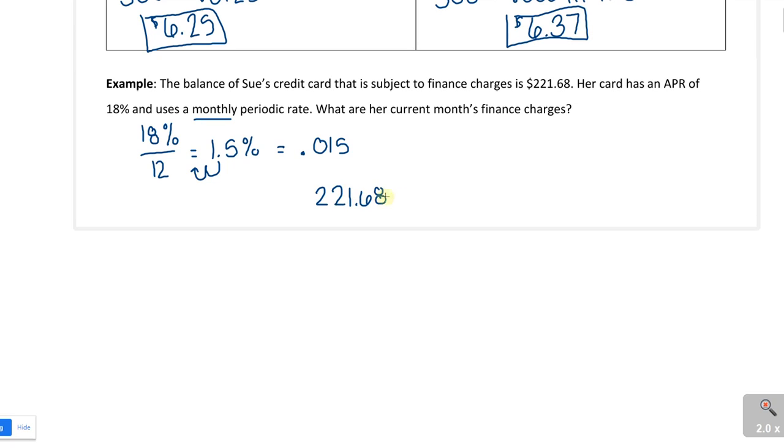$221.68, the balance, times your rate, 0.015, times the number of periods, monthly. It's just calculated once here. And when you multiply this through, you get $3.33 for your periodic finance charge.